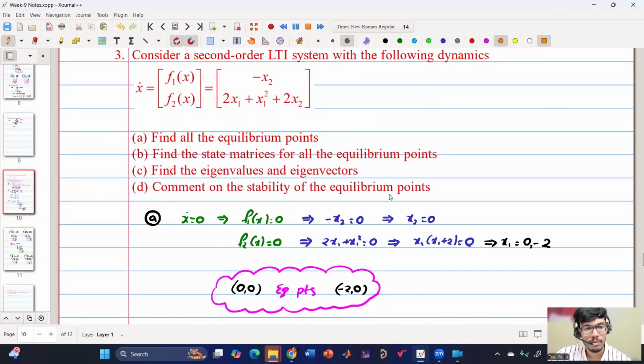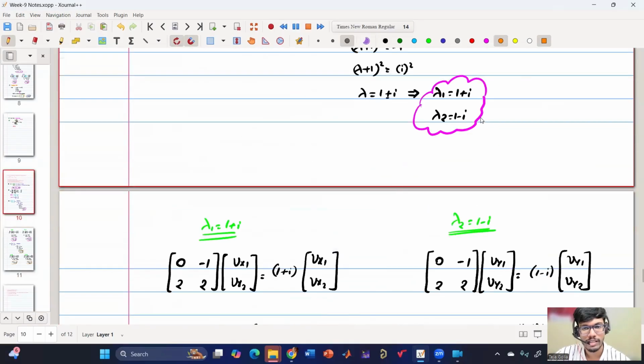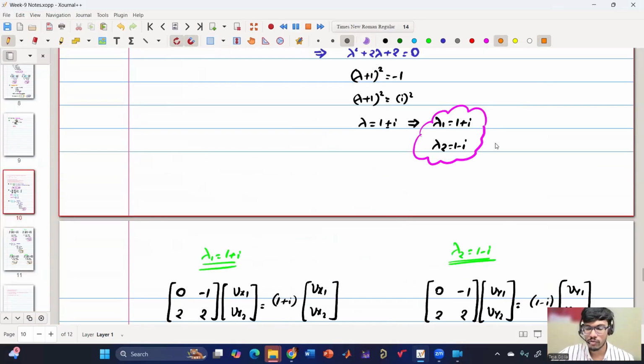Now the third question: comment on the stability of the equilibrium points. Can you tell me whether it is stable or unstable? There is less than a minute, so if this meeting ends, kindly join back. We'll solve another problem. So this is unstable focus. Very good. Because the eigenvalues are complex, it is unstable focus.